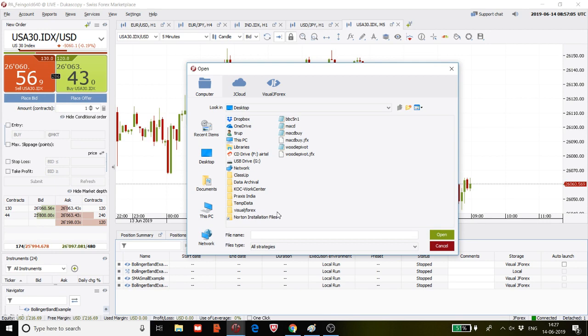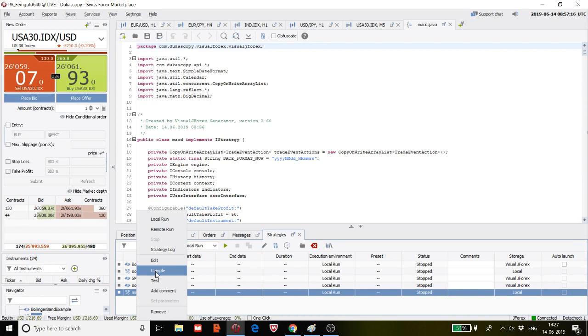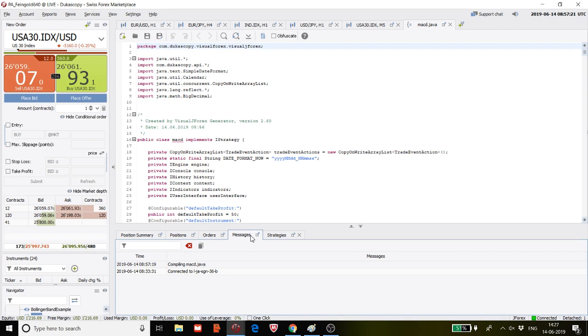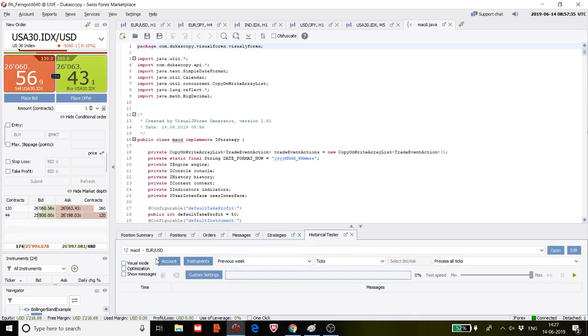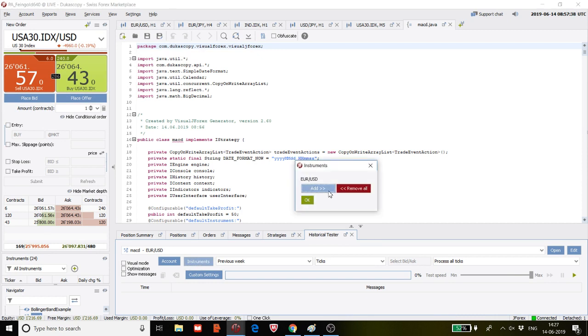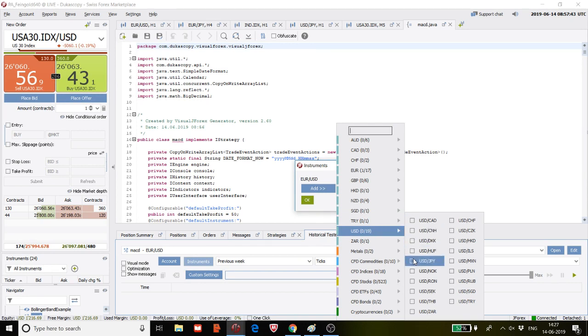Desktop and the MACD, open. Okay, now I will compile it first. Right click on it and then click on compile. Compiling MACD, and yes, compilation successful. So at the moment there are no errors, and then test. Click on the option test. The instrument we will change to USD JPY.